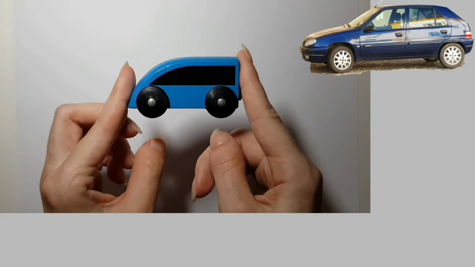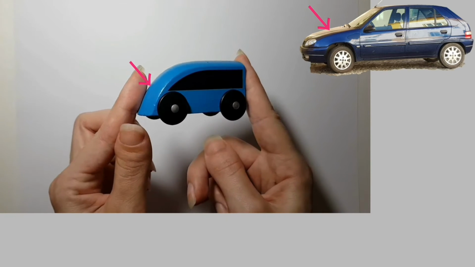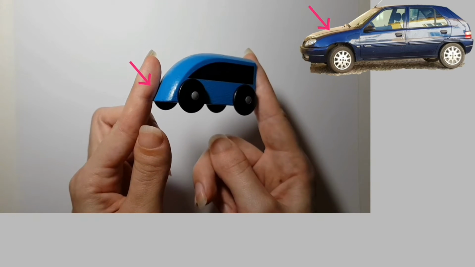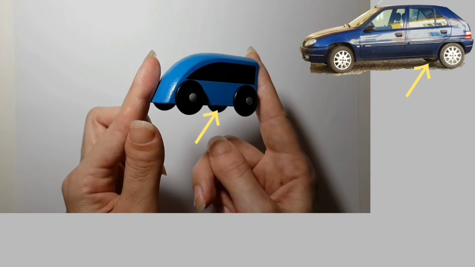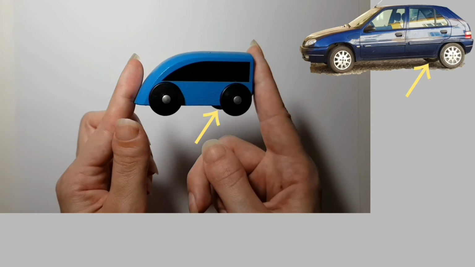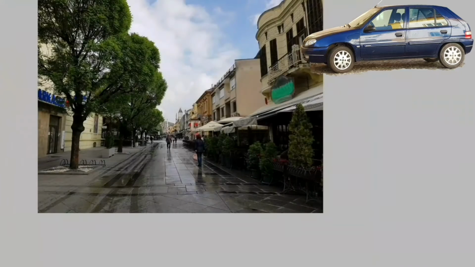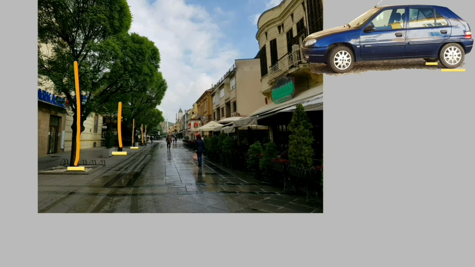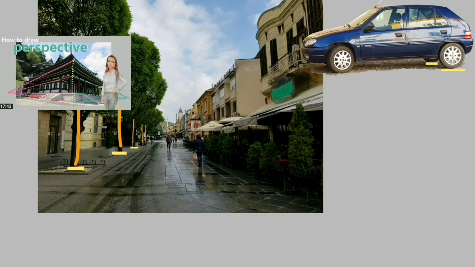Actually, the car is a little bit rotated. That's why we see part of the front and the further wheels. The base of the further wheel is going to be higher than the base of the wheel that's close to us. This is one of the rules of perspective. We talked about it in the video about perspective.